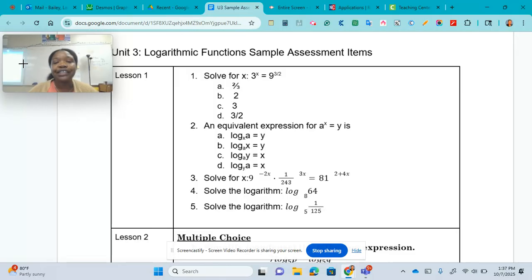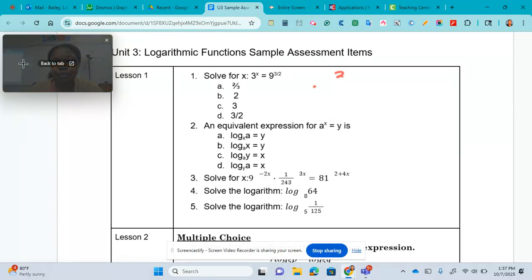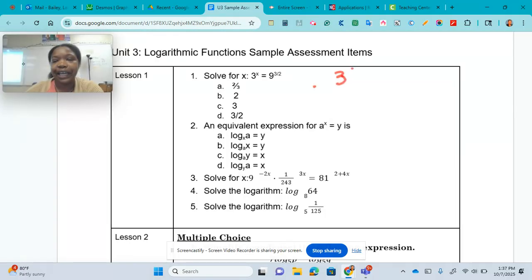Now, we're going to solve 3 to the x equals 9 to the 3 halves. The goal is to have common bases. So if we have 3 to the x power, 3 to what power is 9? 2. So I'm going to put that in parentheses, 3 squared. I'm going to put the fraction on the outside.